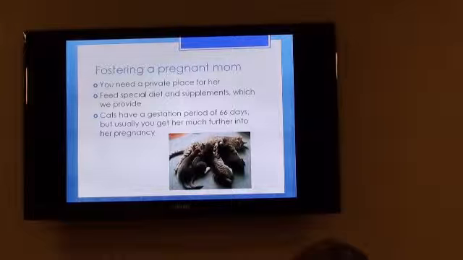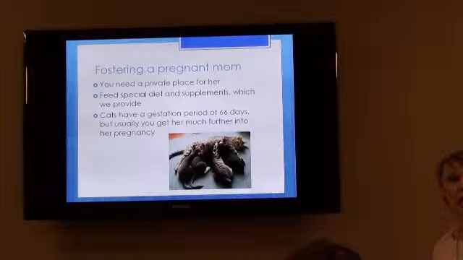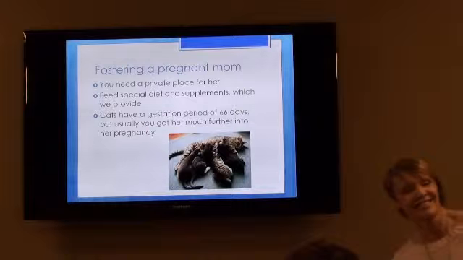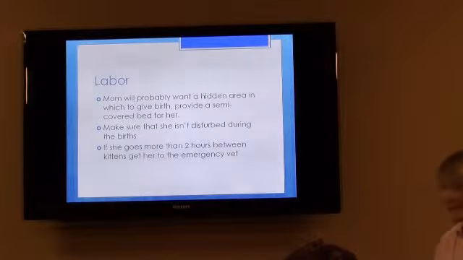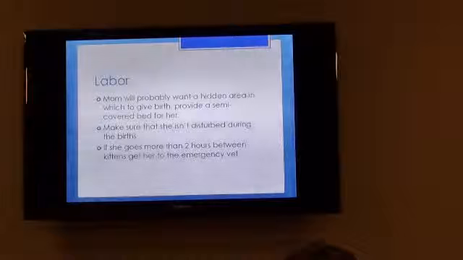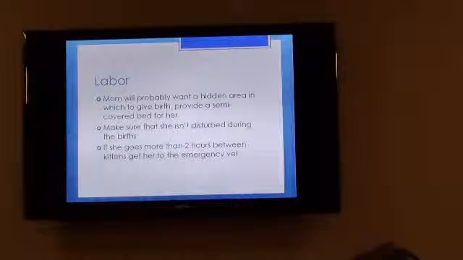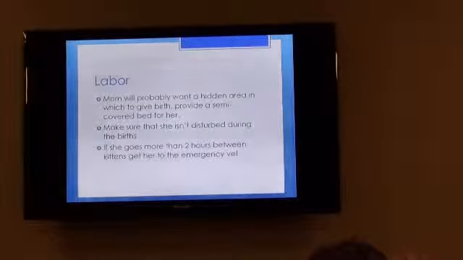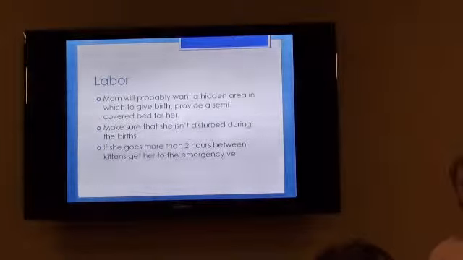It's always kind of fun when the babies start coming and the foster parents call and say, oh, she's got two. Oh, here comes another one. Very fun. Usually the mom, like I said, wants a hidden area, and she should not be disturbed during the birth. That means there shouldn't be a whole bunch of people watching or walking in and out. If she goes more than 2 hours between kittens, then you just need to pick her up, with those kittens she's had by then, and take her to the vet so that they can help her along.